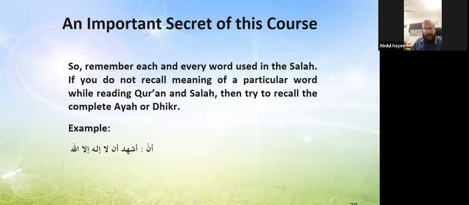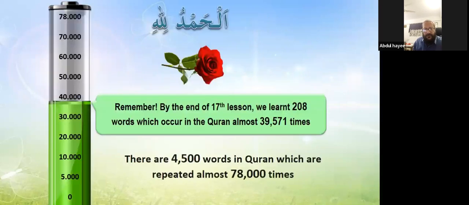For example, if you forget the meaning, remember Ashhadu an la ilaha illallah. Ashhadu an la ilaha illallah. Alhamdulillah, by the end of this two days lesson, you have completed so far a 208 word list, which comes in the Musaf almost more than 39,571 times.